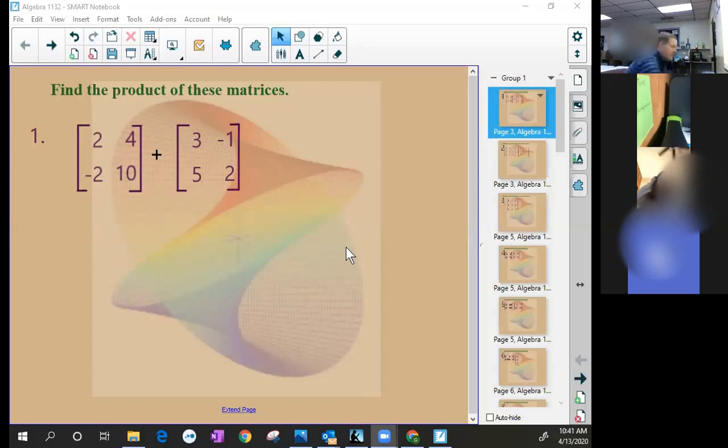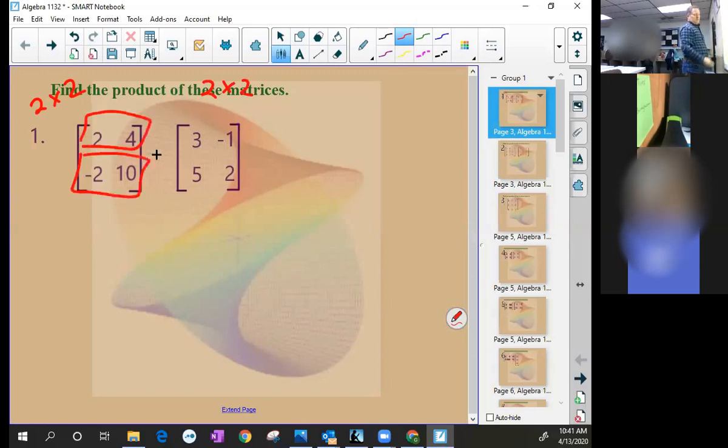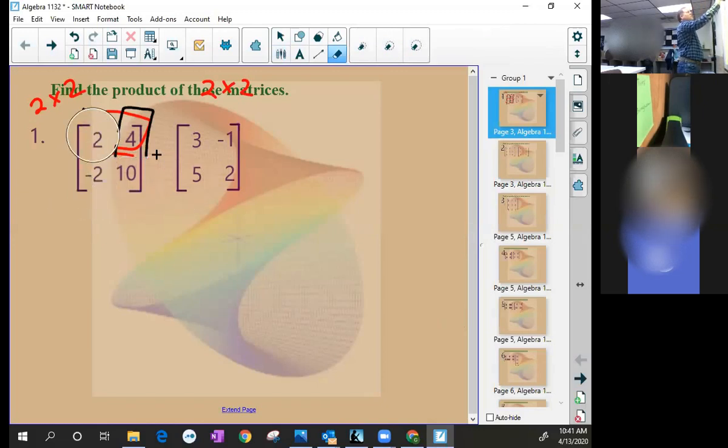We've got the first matrix here is a 2 by 2 matrix. The second matrix is a 2 by 2 matrix. It's got 2 rows. There's your rows. And it's got 2 columns. That's a 2 by 2 matrix. You can only add a matrix to another matrix if they are the same size. They have the same number of rows and the same number of columns.